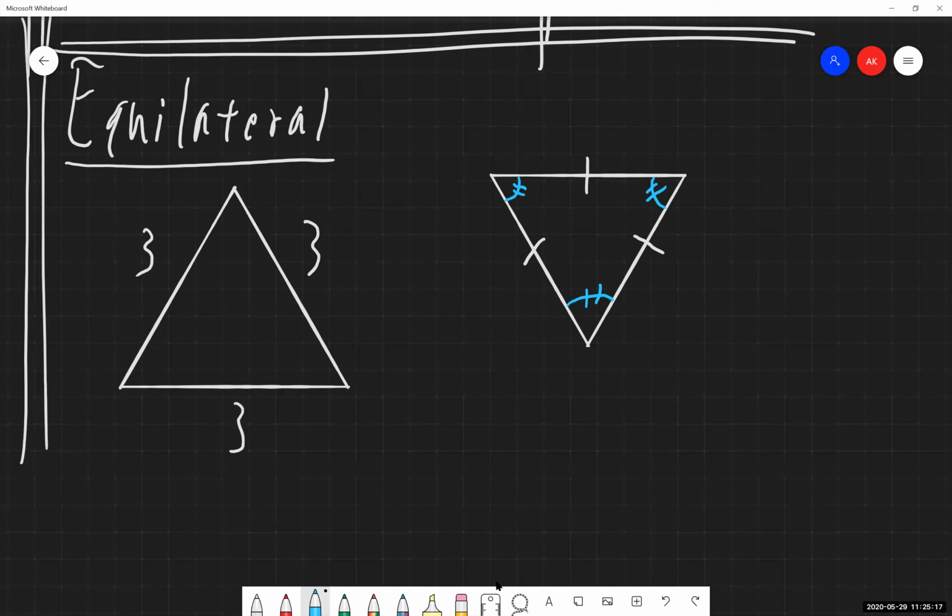So again, we know, are the angles all congruent? Yes, that's an equilateral triangle. Are the sides all congruent? Yes, we have an equilateral triangle. So we have two criteria that we can go with for classifying these things.